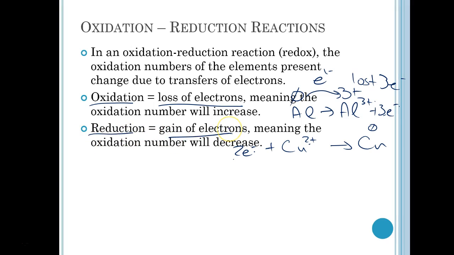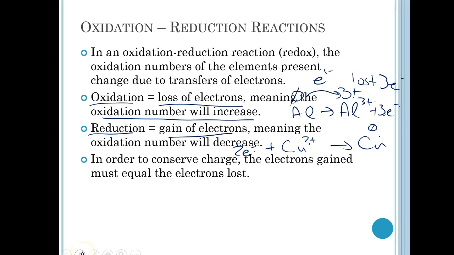Again, important definition. And if you notice, in oxidation, the oxidation number increases. It went from 0 to +3. In reduction, it went from +2 down to 0. It got smaller, it got more negative, if you will. Think of a number line when you're doing this.